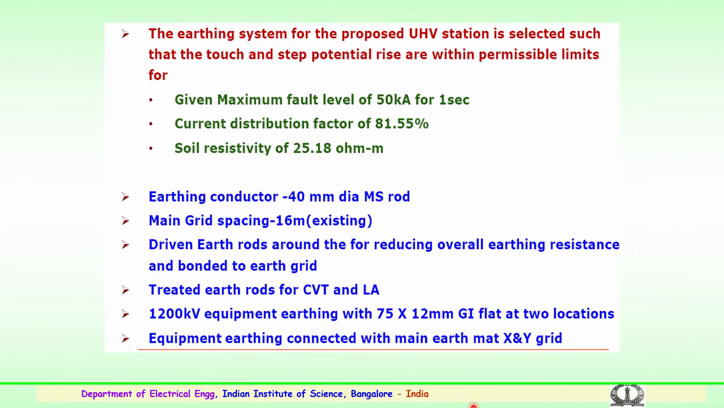So, the earthing system for the UHV or ultra high voltage station is normally selected such that the touch and the step potential rise are within the permissible limits. Say for a given maximum fault level of 50 kiloamps for 1 second, a current distribution factor of 81.55% and a soil resistivity of 25.18 ohm meter, for such a case the earth conductor should be of 40 millimeter diameter mild steel rod. The main grid spacing should be 16 meters, which could be of existing.